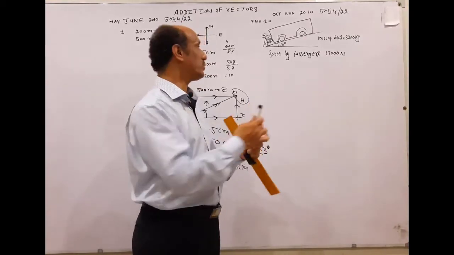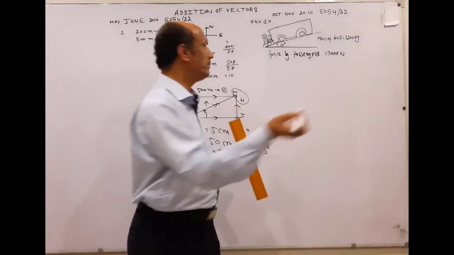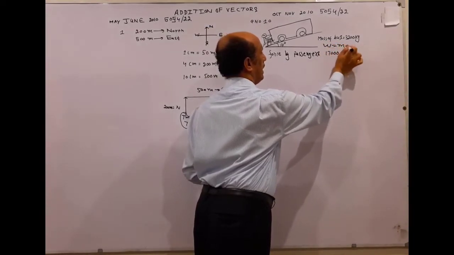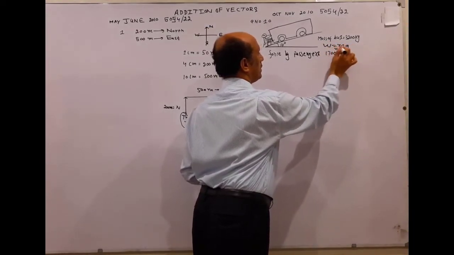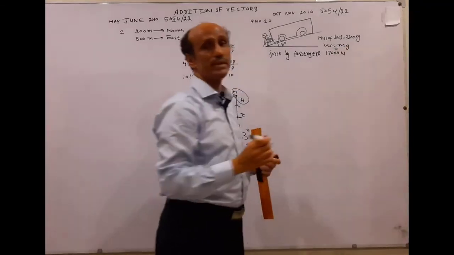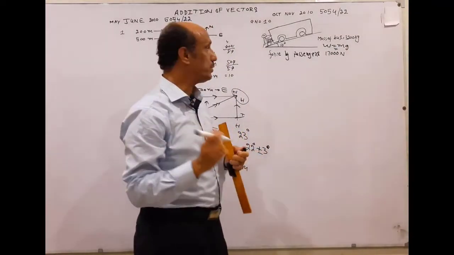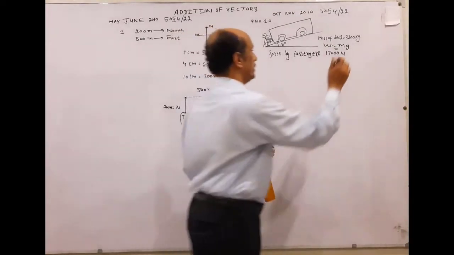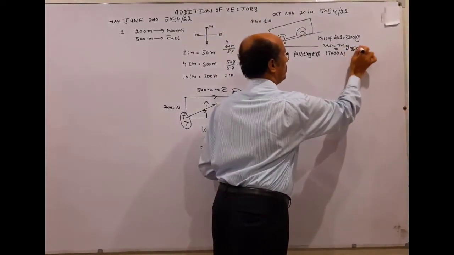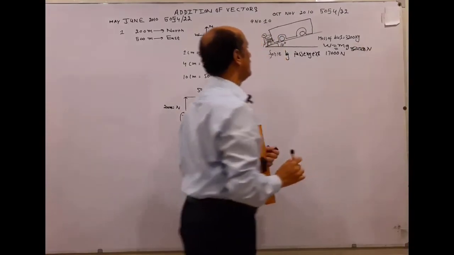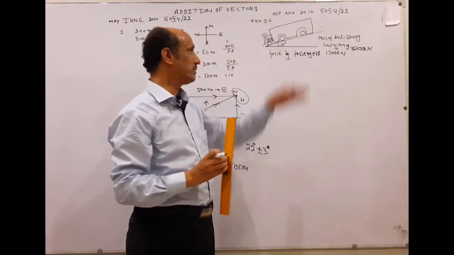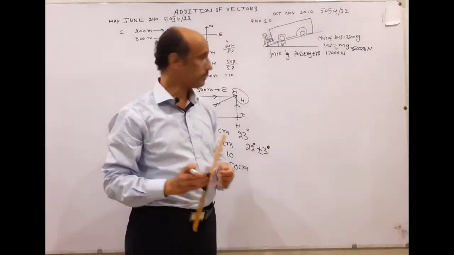So the weight of the bus will be W equal to mg. We will apply this W equal to mg. So we will get 3200 into 10, which gives you an answer equal to 32,000 Newton. Then they are saying that the force which is applied by the passengers is 17,000 Newton.